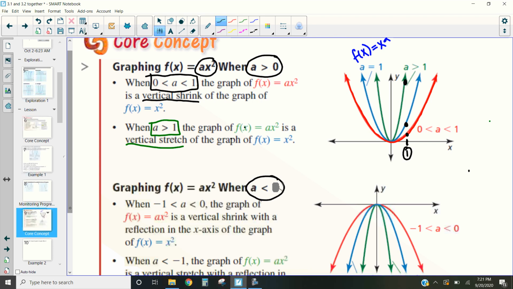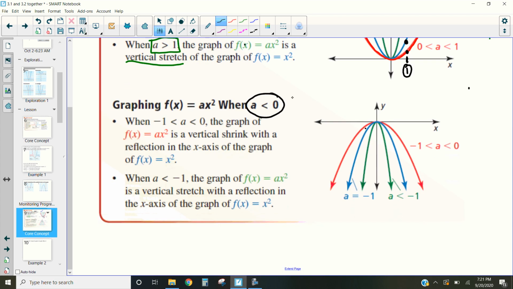When a is greater than 0, it opens up, right? I like to think of that as a is positive, because that's greater than 0. If a is positive, it looks like a smiley face. It opens up. If a is negative, the biggest thing that we notice is that it's going to open down.